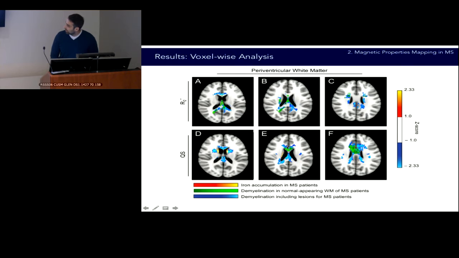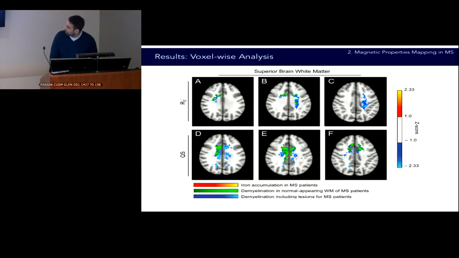Moving down in the brain, we also see evidence of demyelination, which is predominantly located around the ventricles. If you do any MS study and look back through the literature, you'll see a density of white matter lesions around the ventricles. This is believed to be a result of cerebrospinal fluid infiltrates, and you basically see a congregation of white matter lesions in the vicinity of the ventricles. Here what we're seeing in green is demyelination in regions that didn't have manually identified lesions, compared to regions in blue where at least one MS patient had a lesion identified. The same is true in the superior brain white matter.